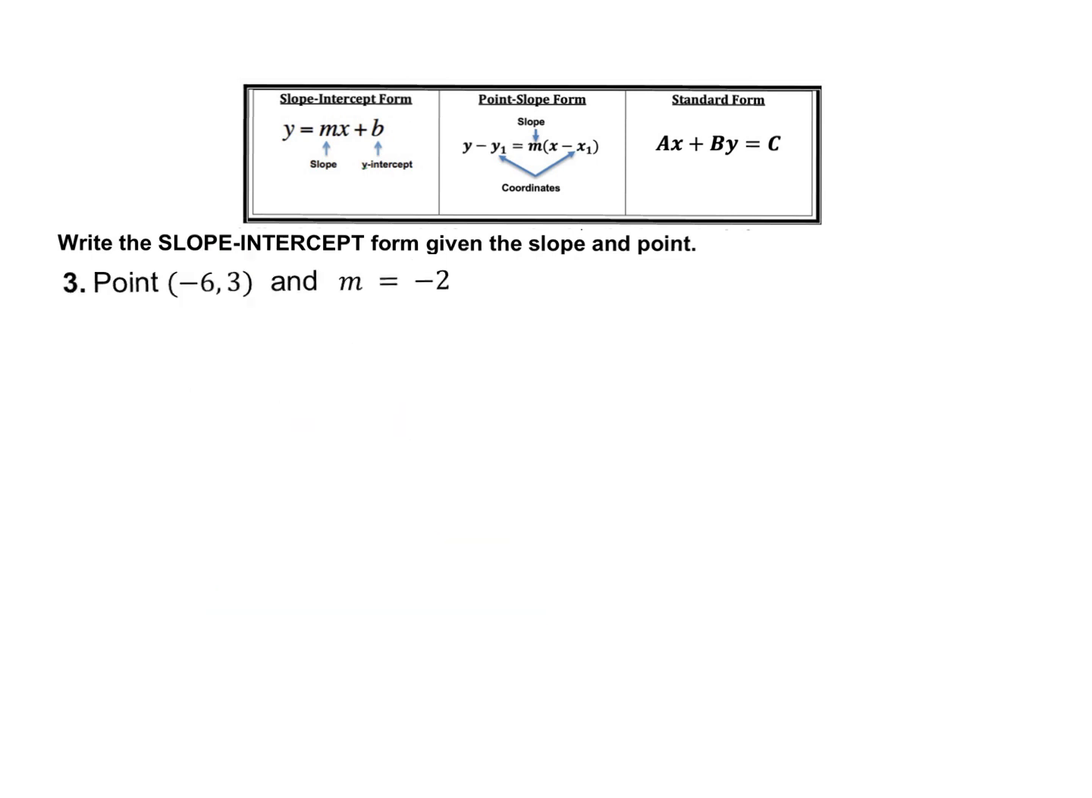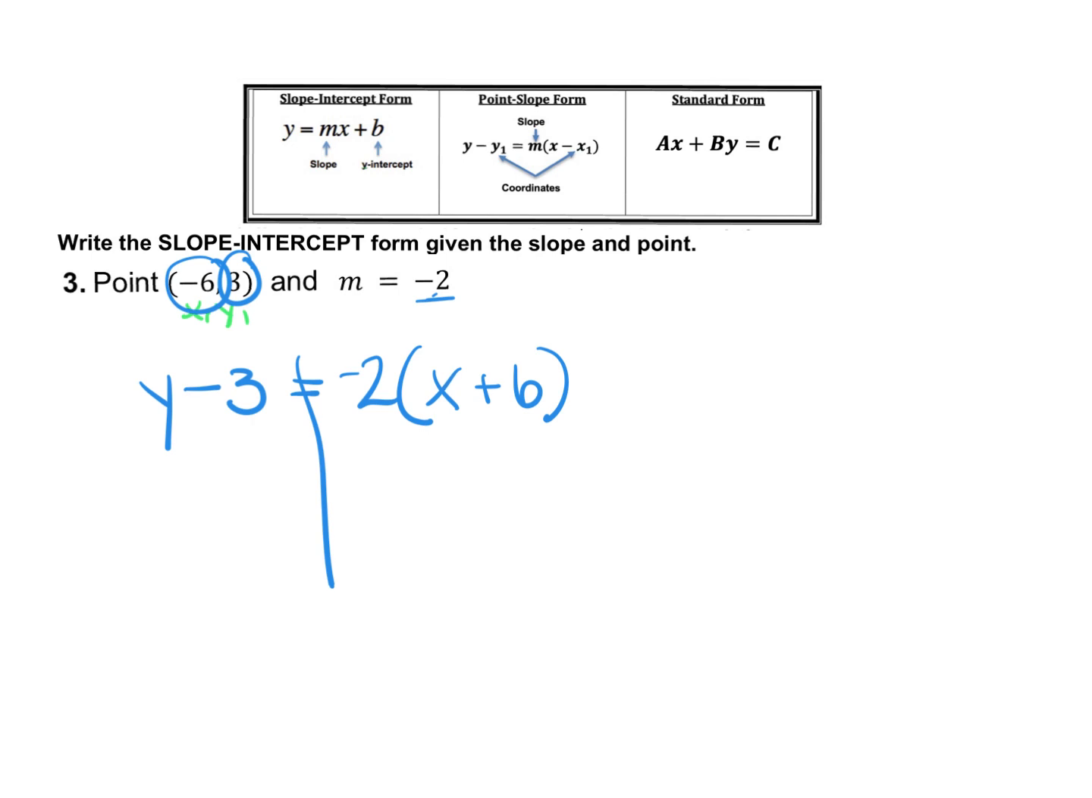All right, again, we've got the point -6, 3, so we've got an x1 and a y1, and we've got a slope of -2. So again, we're plugging it in to the point-slope formula before we can write it in slope-intercept form. So y minus our y1, which is 3, is equal to our slope of -2 times x minus -6, so 2 negatives make a positive. Now that's in point-slope form. Now we need to solve for y to get it into slope-intercept form.